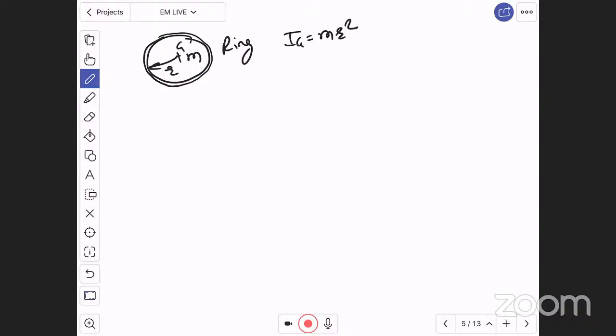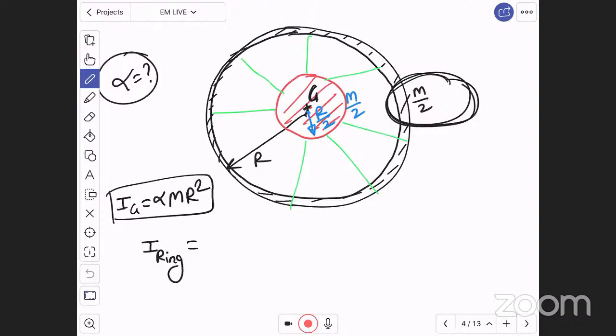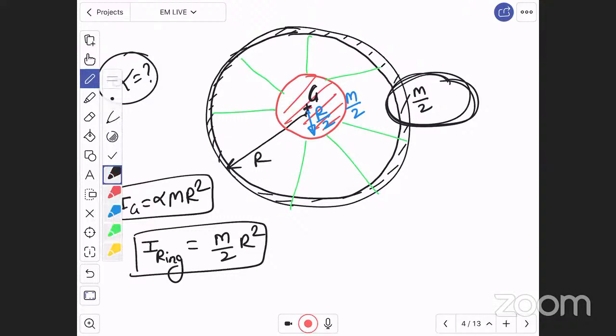And if it is a solid disc of radius small r and mass small m, then I_G is m r square by 2. So in this question, for the ring the mass is M by 2, so I for the ring is M by 2 times the radius squared, capital R square. And for the disc, the mass is M by 2 and the radius is r by 2.